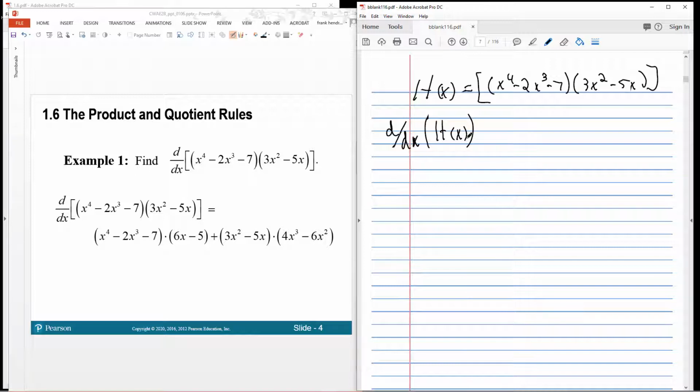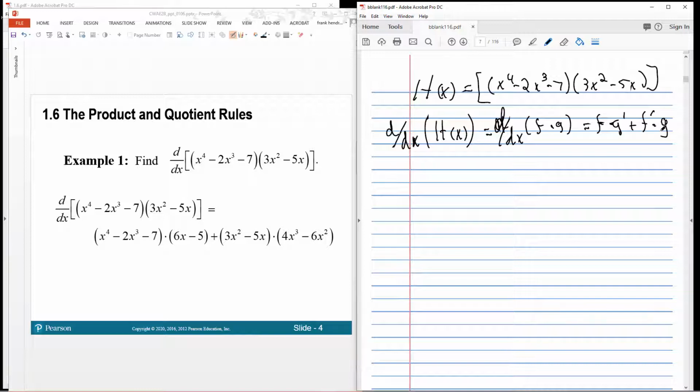So we want to find the derivative of that function. And since we can describe it as a product, it can be described as the derivative with respect to x of F times G, which is simply F times G prime plus F prime times G. Okay, so we've got that part done.